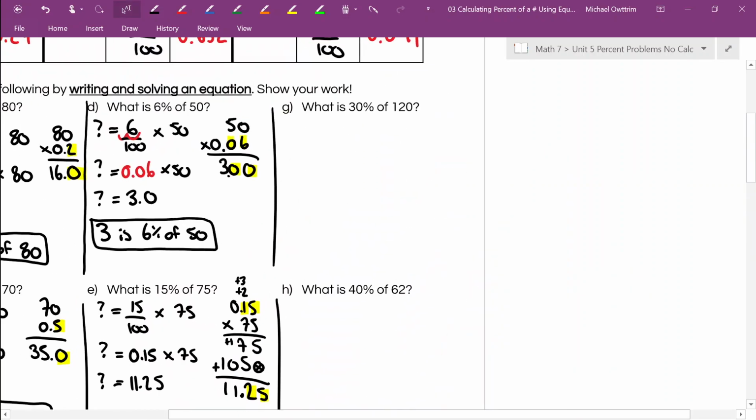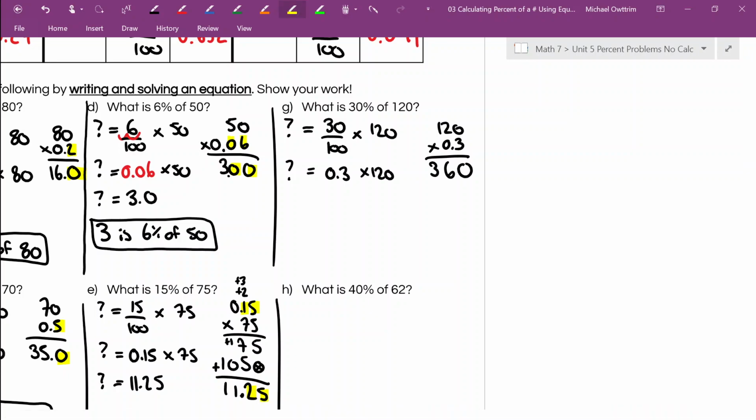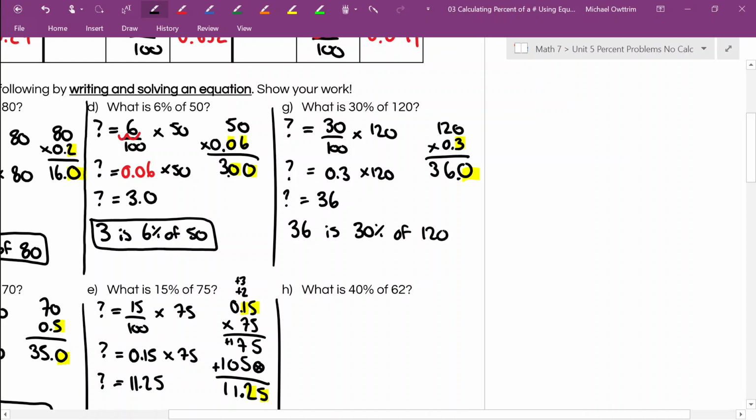What is 30% of 120? Convert to decimal, multiply. 3 times 0, 3 times 2, 3 times 3. 1 digit in decimal places this time. Question mark is equal to 36, and 36 is 30% of 120.